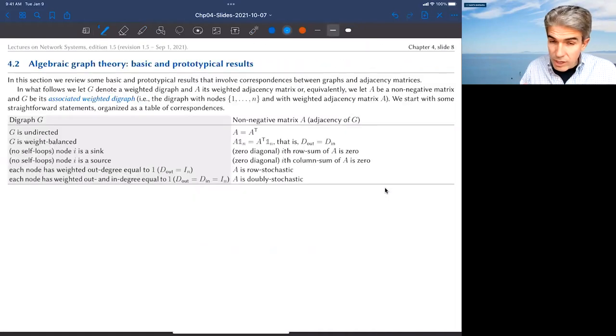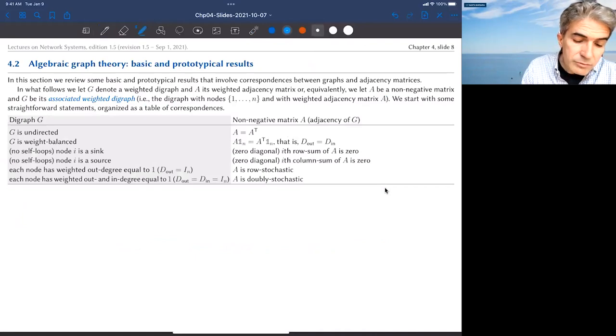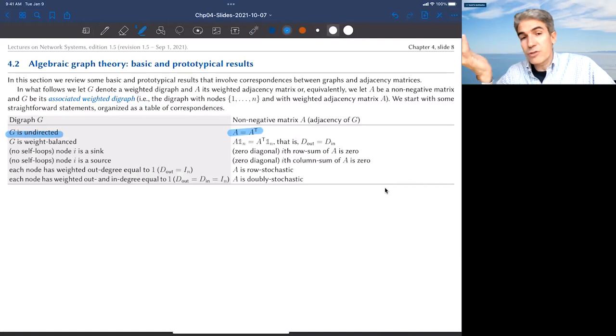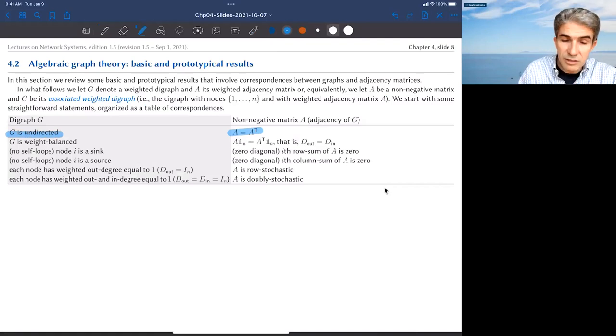All right, so we are beginning this beautiful tour of algebraic graph theory. The premise you already understood is that weighted digraphs and non-negative matrices are in one-to-one correspondence. In this little table is a set of simple relationships. For example, the graph is undirected if and only if its adjacency matrix is symmetric. If you start reading this table from the right, you would say the matrix A is symmetric if and only if its associated weighted graph is undirected.